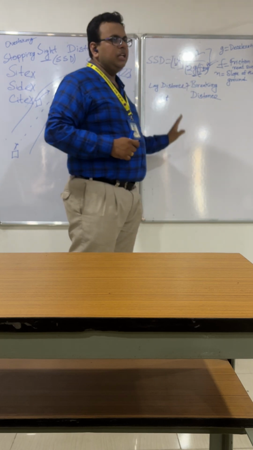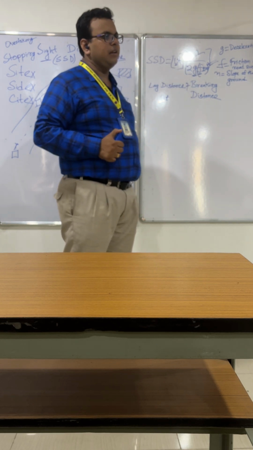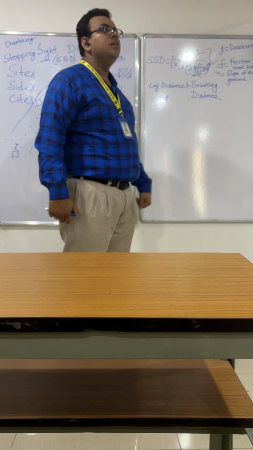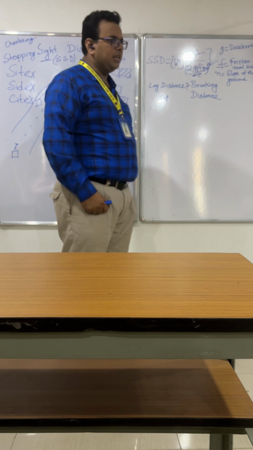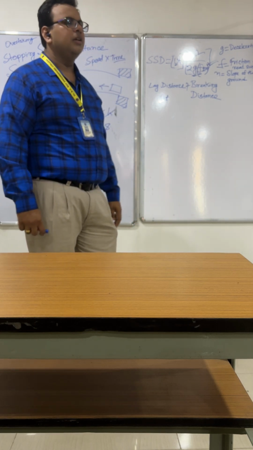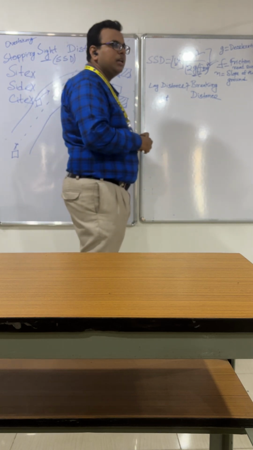Okay, so these are the two distances that you need to take before going into the SSD calculation. First one is the lag distance and the second one is the braking distance. Now, for different vehicles, obviously, the speed will be different. The conditions will be different. So we need to have some standard values of it. What are the different standard values?